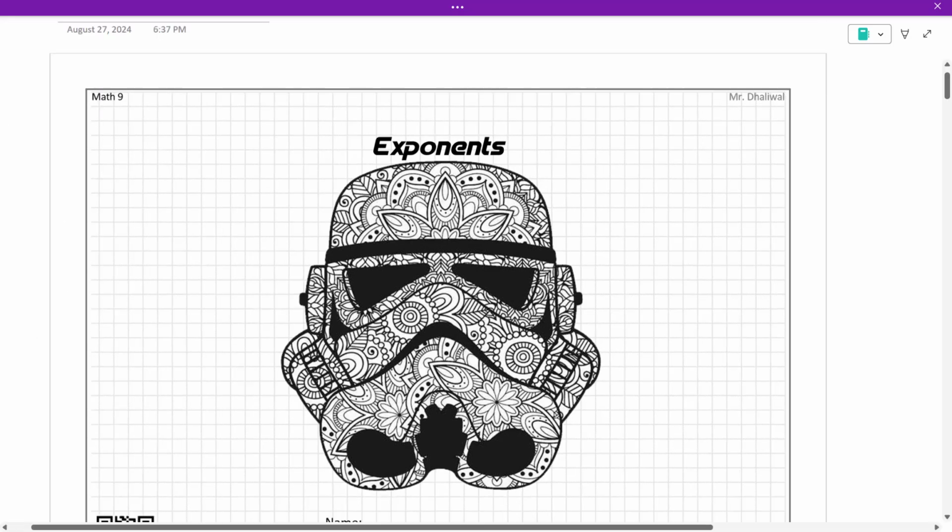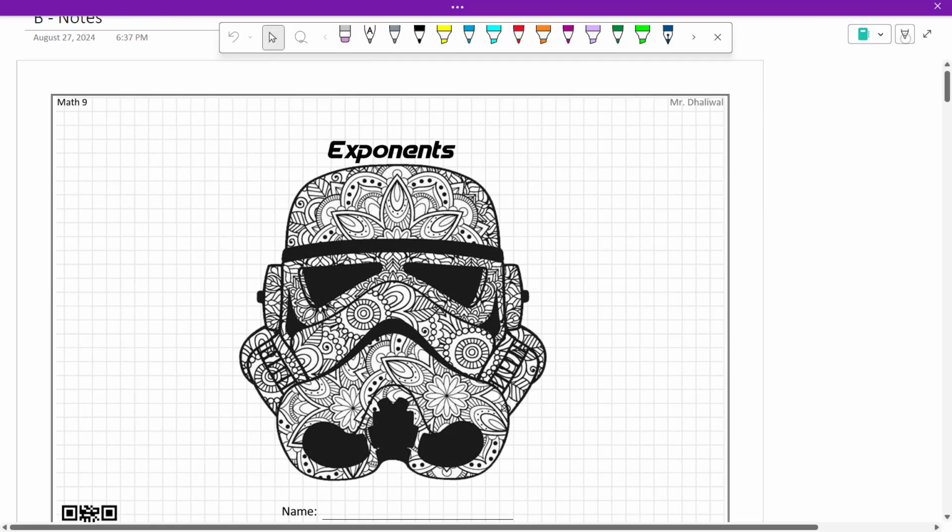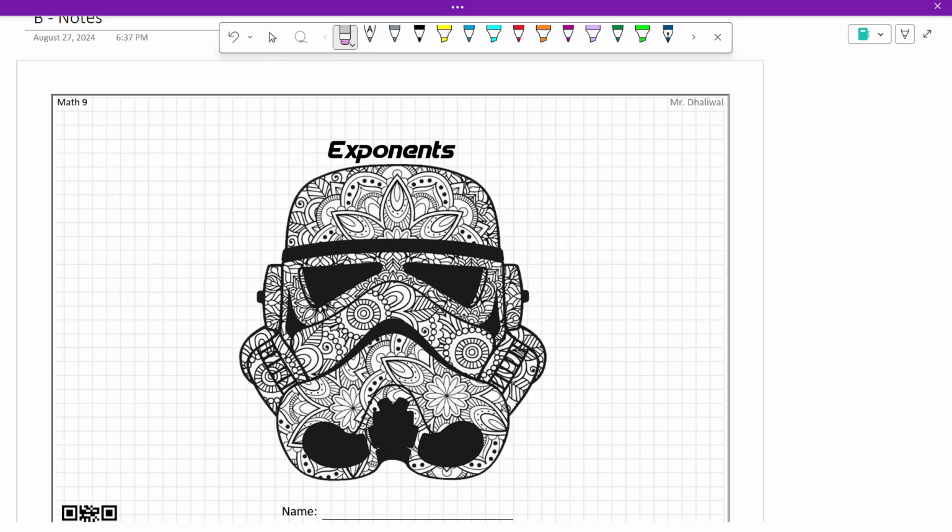Our chapter for the next month and a half, 2 months, is exponents. In grade 8, you got introduced to what an exponent is. I'll check if you remember what that is in a moment. Exponents is a somewhat large idea in math, and in grade 9, we introduce just the basic ideas of how to do some calculations with exponents.